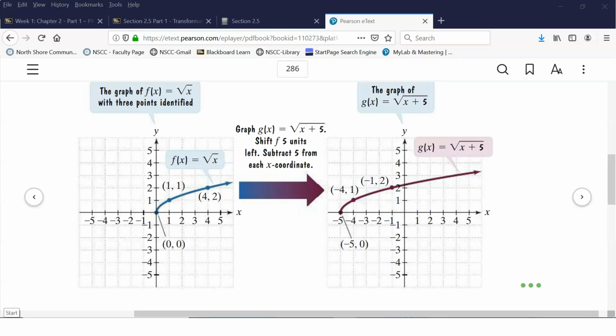So when I go back to the text, you'll see the graphs. And again, the text is emphasizing a graphical method. Again, we're going to utilize a tabular method. But here's the square root function, and they only show 3 of the 5 points that I have, but that's okay. But you can visually see that everything's moved to the left 5 units. So if you focus on these points, this point 0, 0 is now at -5, 0. This one's -4, 1, and that one is -1, 2.